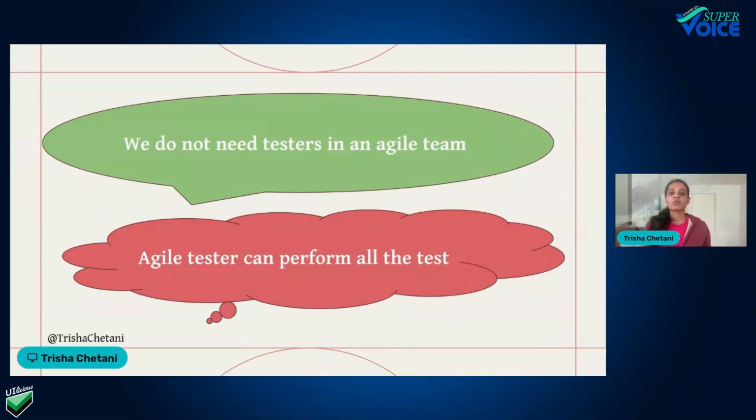Imagine being in a situation wherein your management thinks we don't need testers in the team. One agile tester can do everything, because their perception is that testing is a very easy job. Anybody can test, anybody can do things. And it's all because there are no clear goals. Me being a tester, I think, oh man, do I have some fairy wand wherein I can wave it and all the bugs will disappear?